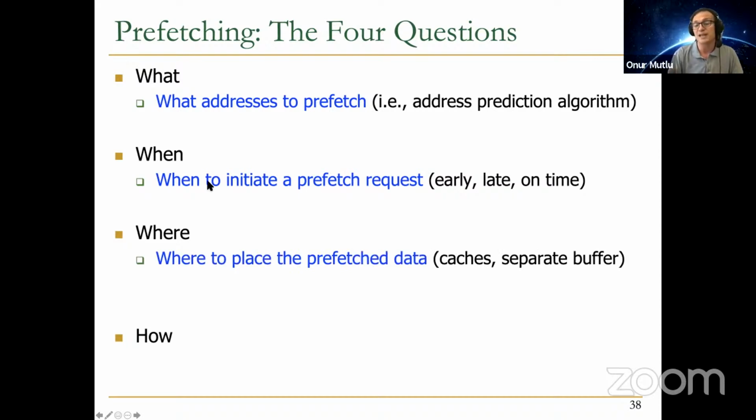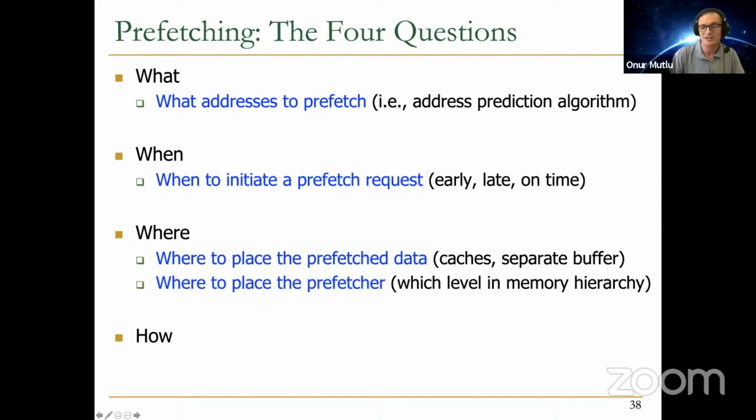Where means, where do you place the prefetch data? Do you put it into the caches? Then the question becomes, which cache level? Or do you put it into a separate buffer? Where does that separate buffer reside? So there are many questions over here. How do you keep that separate buffer coherent with the caches in a multi-processor system, or even in a single processor system? So there are many questions.